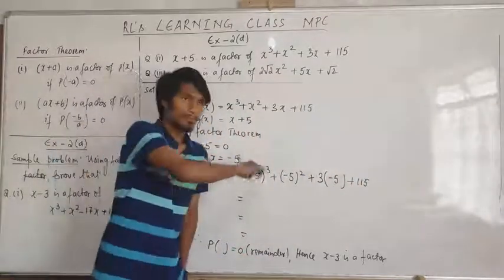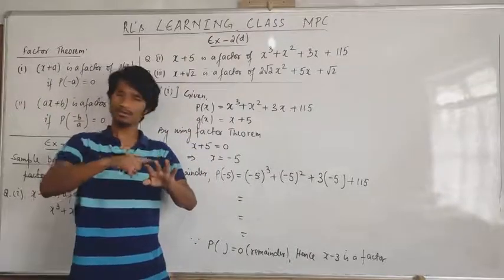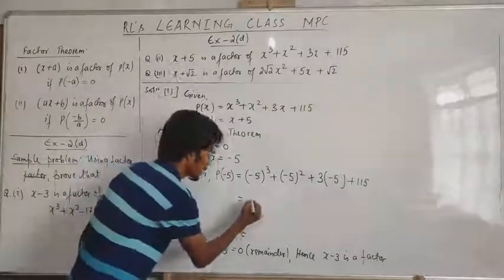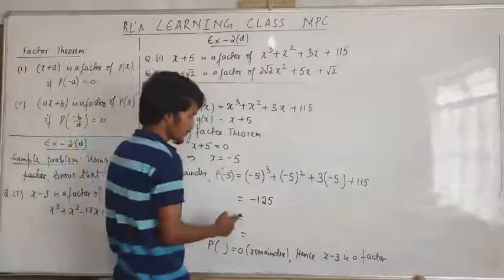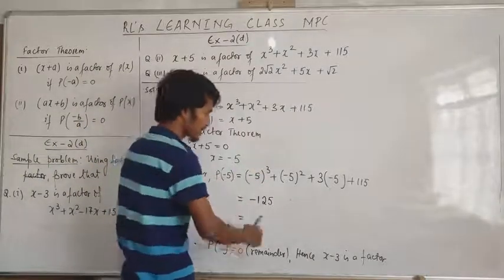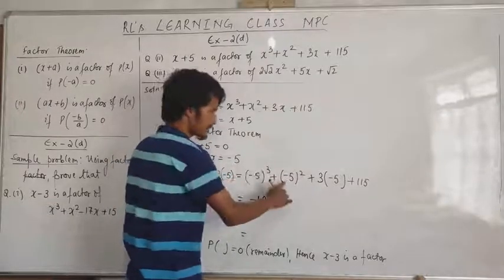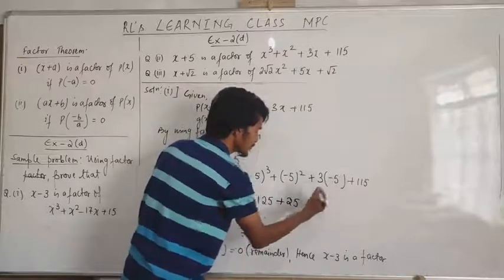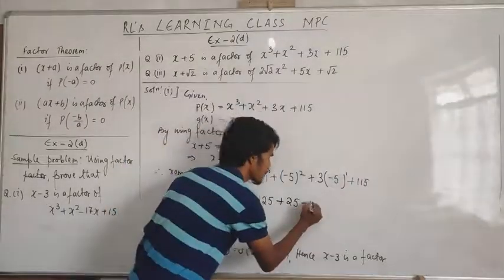Now, 5 to the power 3 will be how much? 5 to the power 3 means 5 into 5, 25, then 25 into 5 will be 125. Because the power is odd, the minus remains. But here the power is even, so the minus disappears. Then 5 to the power 2 will be 25. Then 3 into 5 will be 15, but here the power is odd, and again the minus will remain.